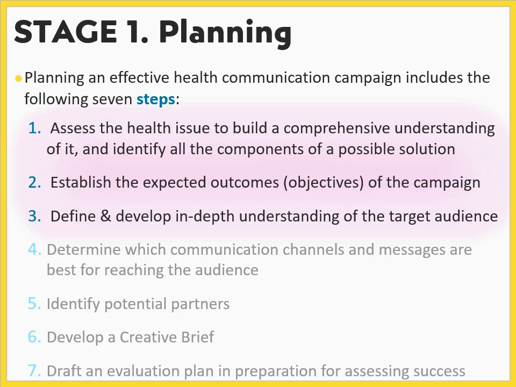The previous lesson looked at the first 3 steps of the planning process. We gained a comprehensive understanding of the health issue using a community health needs assessment and possibly a SWOT analysis. We established the outcomes we expect the communication campaign to achieve, being sure to state what it would achieve, with whom, and by when. And finally, we developed an in-depth, insightful understanding of the specific audience segment the health communication campaign would target.